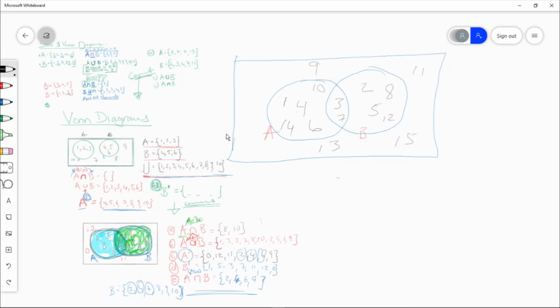So from this set, can you find A, B? I'd like you to find the intersect of A and B. Can you also find the union of A and B? And what about A naught? What about B naught? That should be fun. Just comment below. You can pause here and do the answers, and just comment the answers.